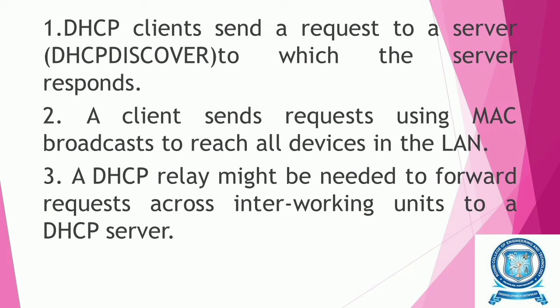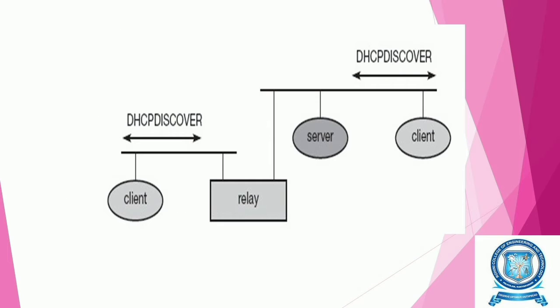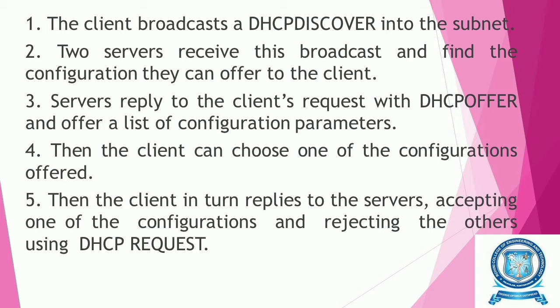The client sends the request using the MAC broadcast to reach all the devices in the LAN, that is local area network. A DHCP relay might be needed to forward the request across internetworking units to a DHCP server. So we need a relay for this purpose. So this is a diagram which describes the connection. So the client will send the request, that is DHCP discover.